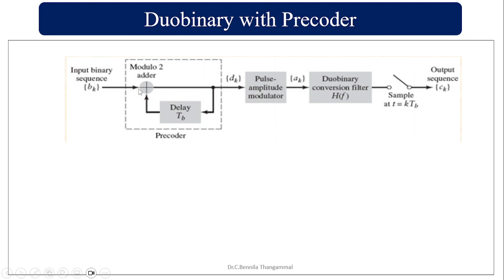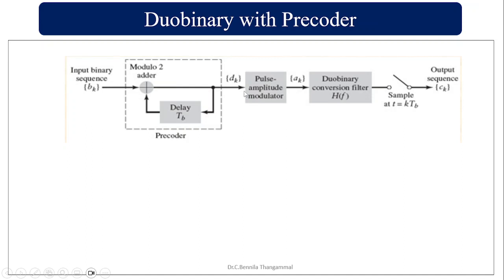So this is your precoder. Here, we use a modular adder. This data sequence BK will be converted into DK. In this modular adder, if the two inputs are different, you get an output.